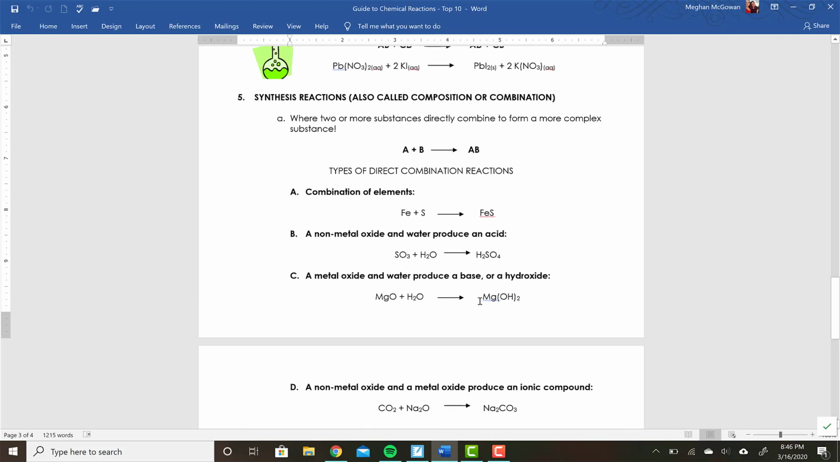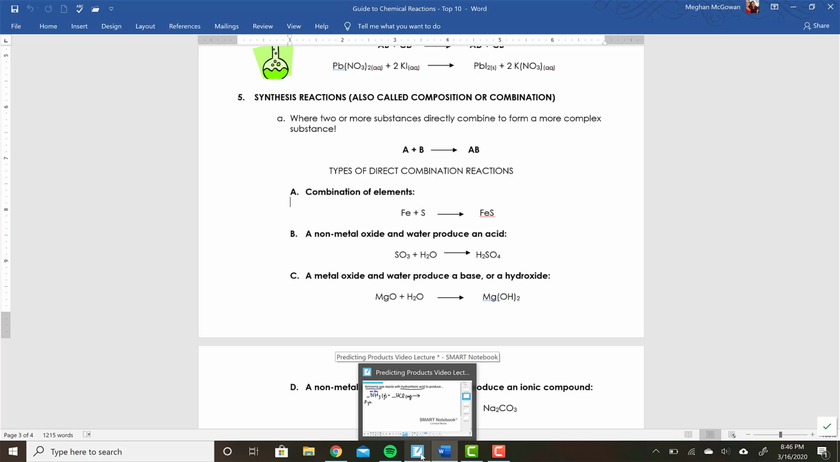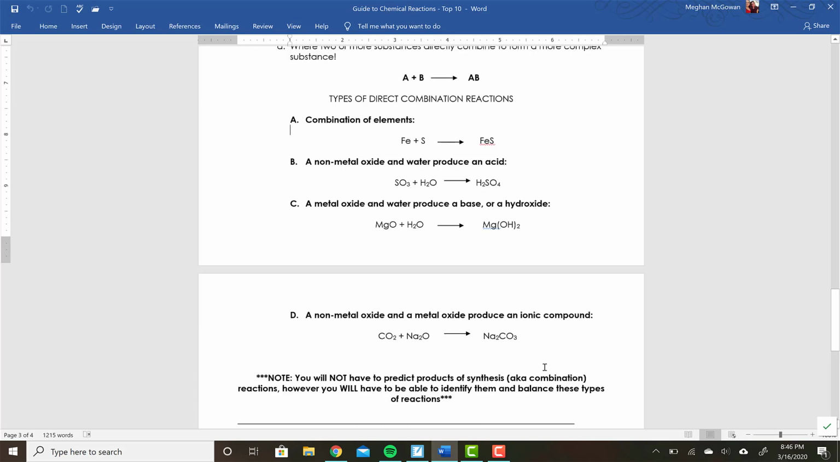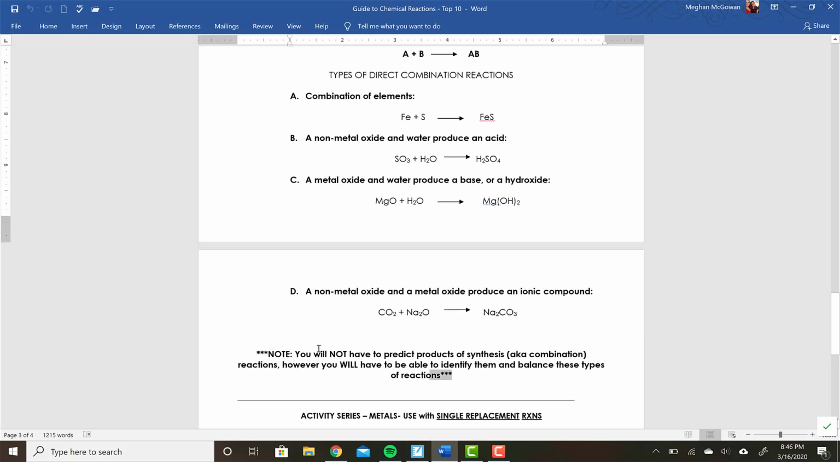Well, unfortunately, synthesis reactions are very challenging to predict the products for. If you find yourself in a situation where none of these match the reaction that you see, but you know that it's synthesis, then what I want you to do is email me, right? You will not be asked to predict the products of a synthesis reaction, right? This is just for practice. I'm just showing you how this works, okay? You will not have to predict this all on your own.